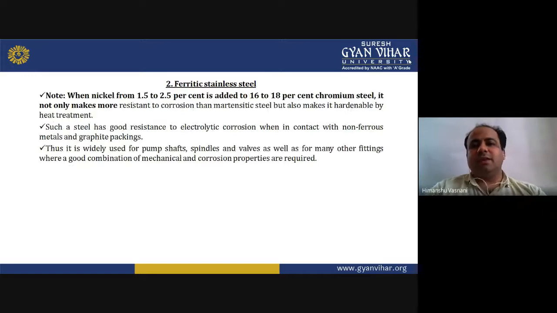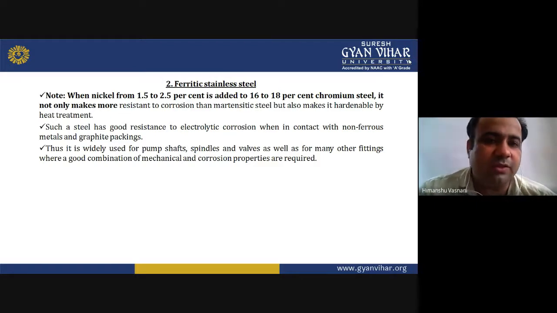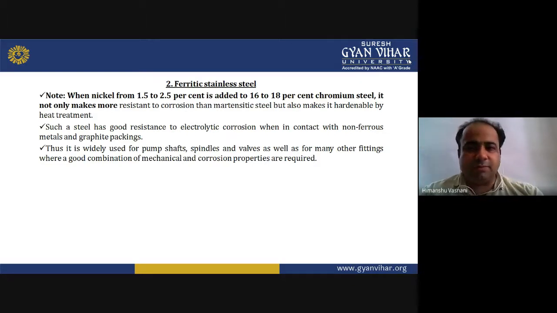So when nickel from 1.5 to 2.5% is added to 16 to 18% chromium steel, it not only makes it more resistant to corrosion than martensitic steel, but also makes it hardenable by heat treatment. Such a steel has good resistance to electrolytic corrosion when in contact with non-ferrous metals and graphite packing.